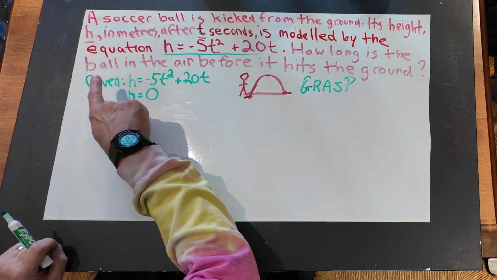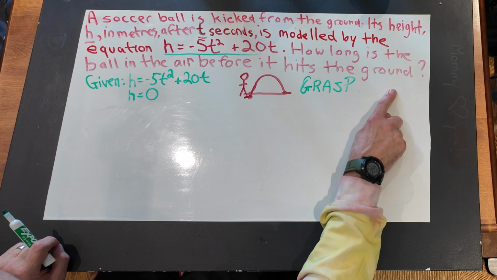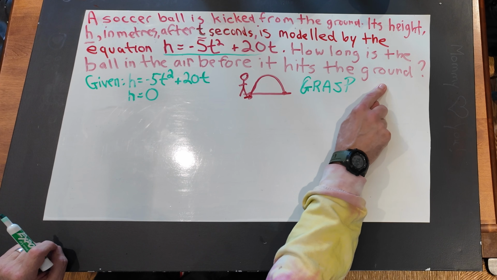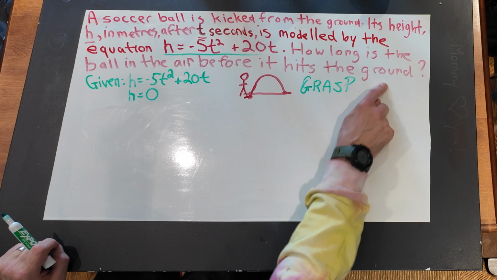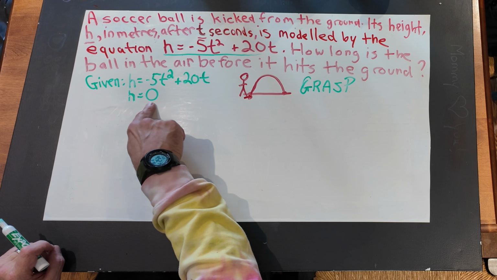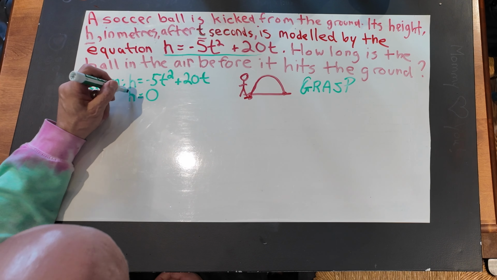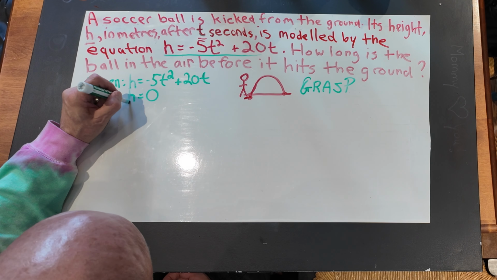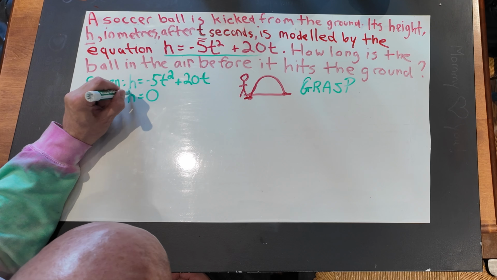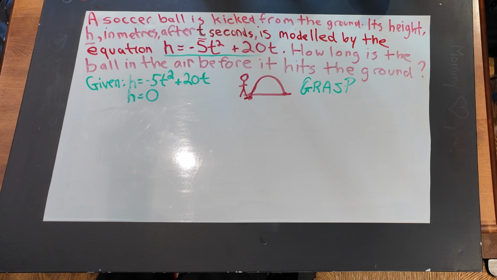How long is the ball in the air before it hits the ground? When it hits the ground, how high is it? 0. So what is the height of the ball? We're given the height of the ball. What's the time when h is equal to 0? Now, trick question, h is equal to 0 twice, isn't it?